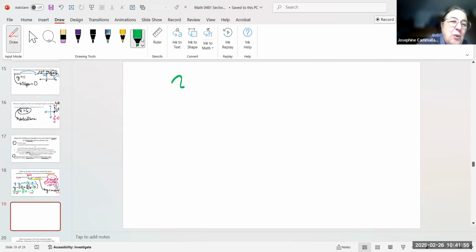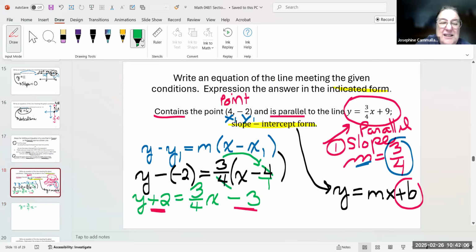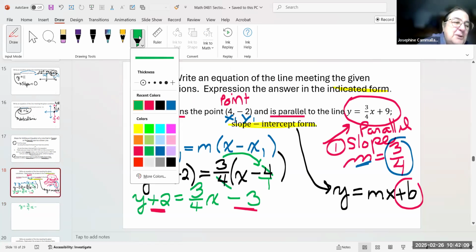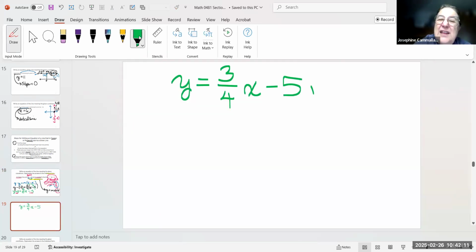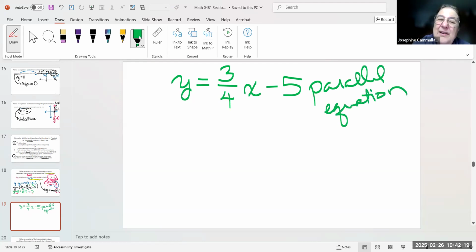This will give me y = 3/4 x - 5. This is my parallel equation because it has the same slope as the original equation. It has the same slope.